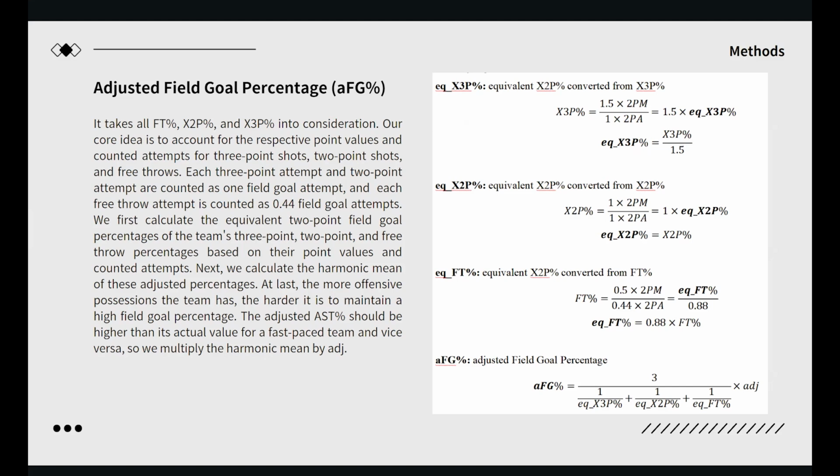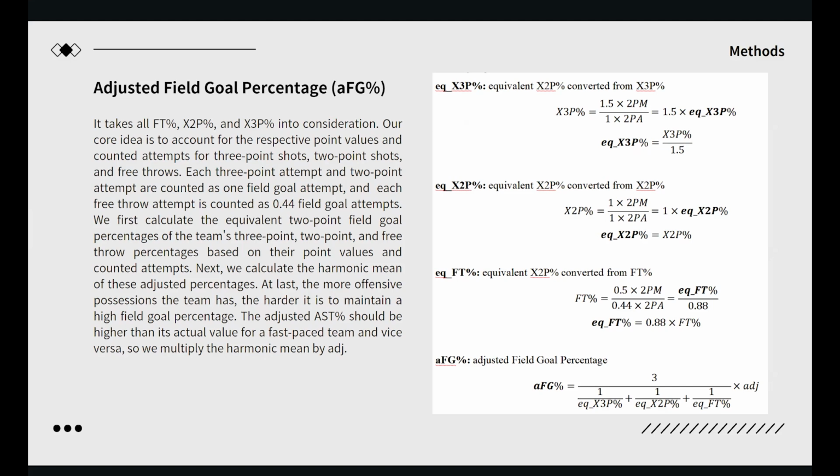Firstly, the equivalent 2-point field goal percentages are calculated for the team's 3-point, 2-point, and free throw percentages based on their points values and attempt counts. Next, the harmonic mean of these adjusted equivalence percentages is computed, eliminating the need for a weighted harmonic mean since the percentages have already been weighted.